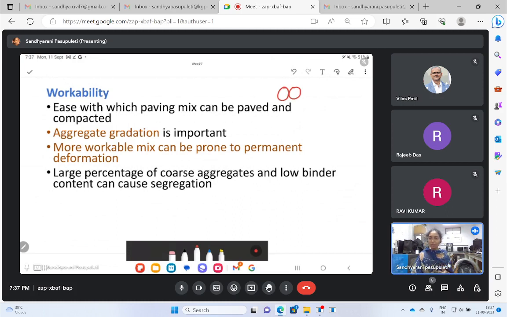So we cannot completely use rounded aggregates, but at the same time we need to make sure of the easiness in mixing the asphalt mixtures, and also of the aggregate gradation. Gradation is nothing but the choice of different sizes of aggregate fractions. We will not mostly depend upon a workable mix, because if we provide a more workable mix, there is a higher chance that the mix can be prone to more permanent deformation or rutting. So we always give priority to performance over workability.